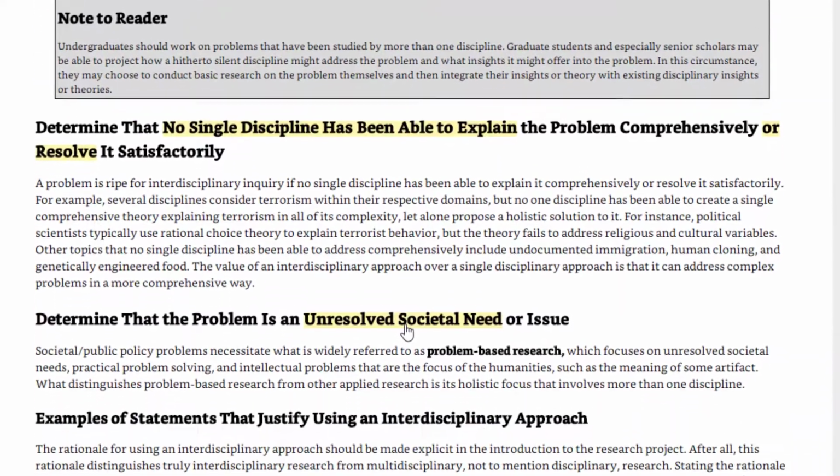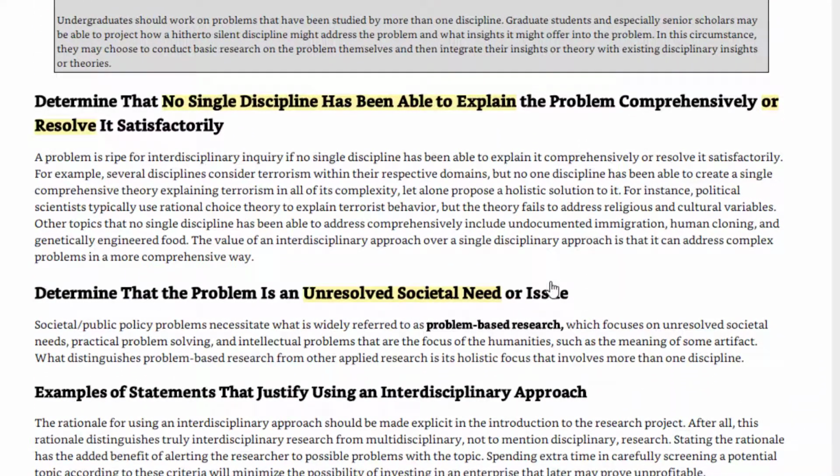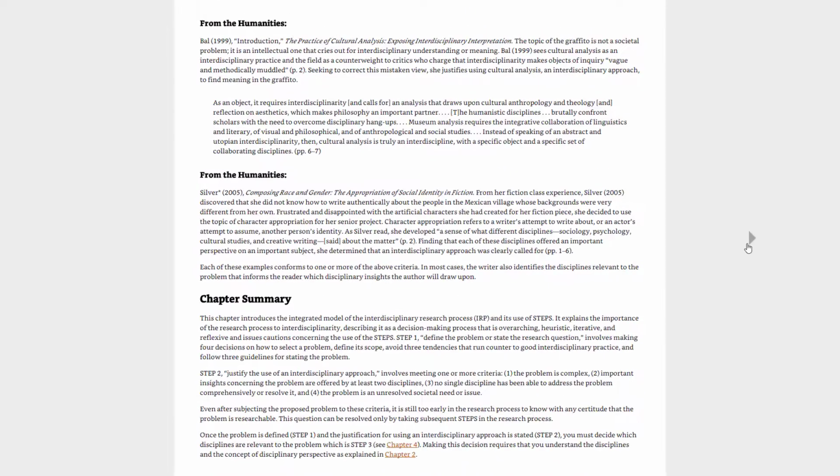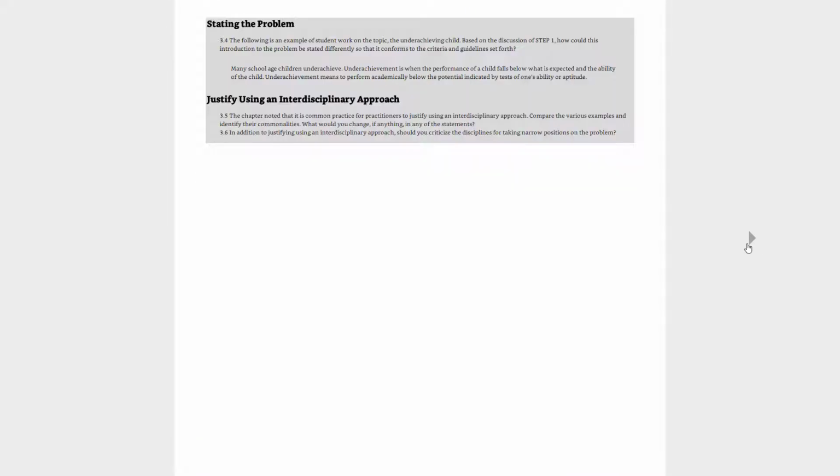And the last one is the tricky one, especially for mine. I've got to figure out a way to make sure that mine looks like it is a need by society, not just a need by me. So you've got to determine that the problem is truly a society need that has not been resolved yet. That's the approach you need to take in order to justify your research. More examples come here. We get to the chapter summary, and then we get to the end.